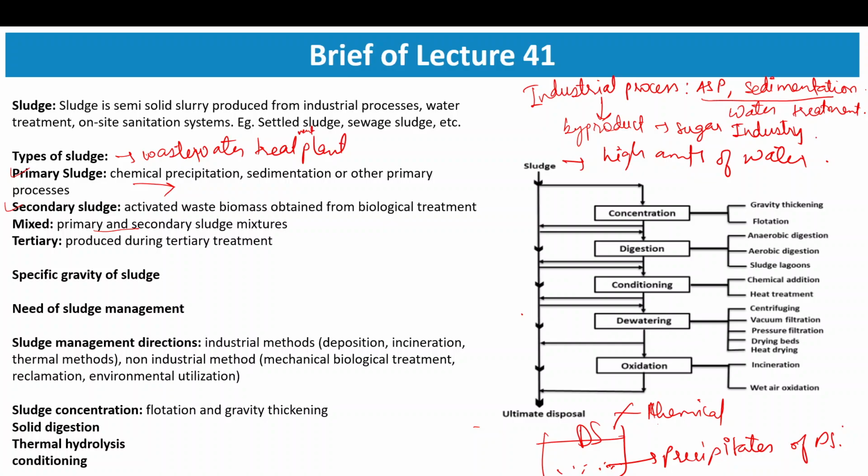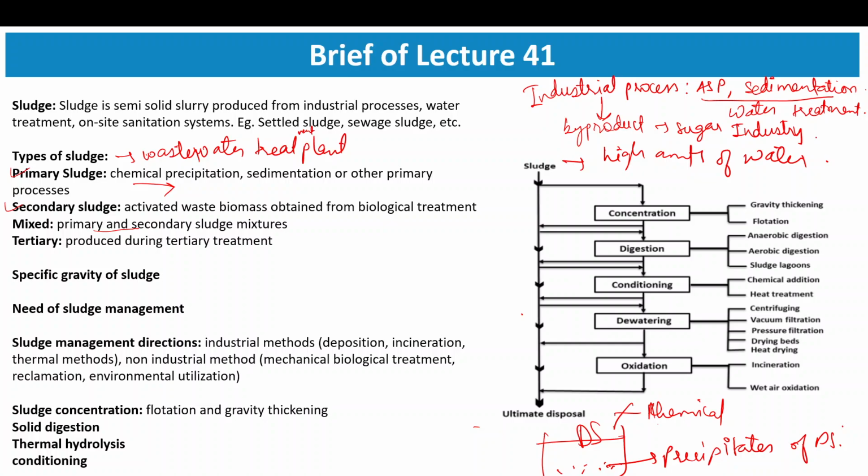So gravity thickening, the name itself suggests that the water and the solid components present in the sludge have a very large gap in their densities, right? So based on the density difference, they can separate into a water-rich stream at the top and the solid sludge at the bottom. Okay. Another is flotation.